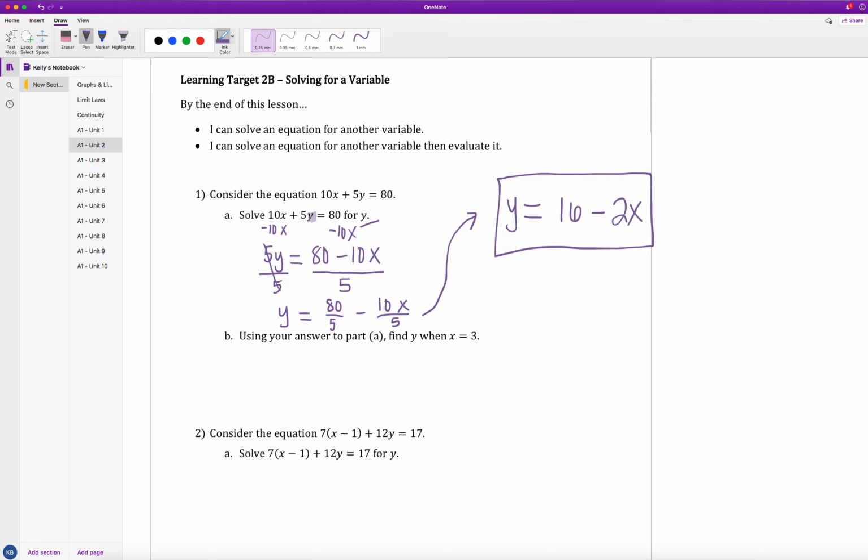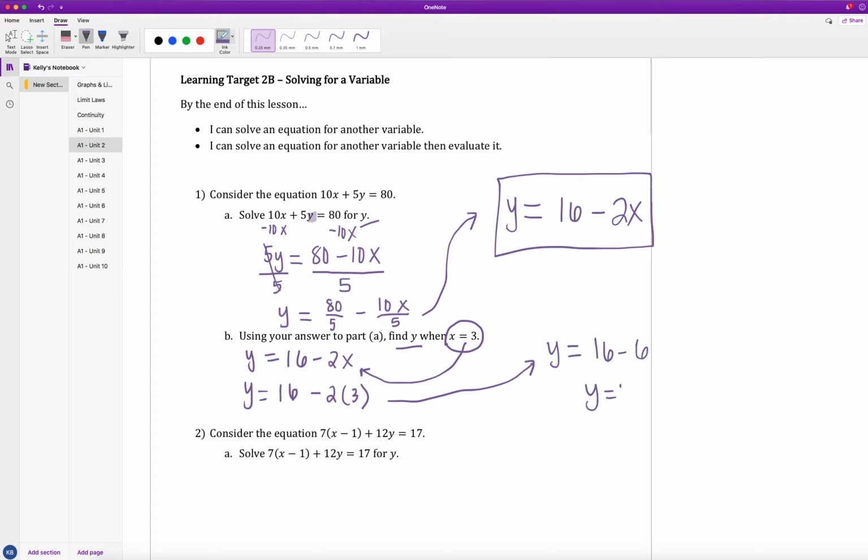Part B says, using your answer to part A, find y when x equals 3. So I already know what y is equal to in general. It's equal to 16 minus 2x. And they're saying, let's find the value for y. So my answer now should be numeric. I should get a number for y when x equals 3. So I'm going to go ahead and substitute in 3 for x, since that's the value they gave us for x. So we get y equals 16 minus 2 times 3. And of course, we do want to simplify that down to get our final value for y, which will be 16 minus 6. So our final answer then will be y equals 10.